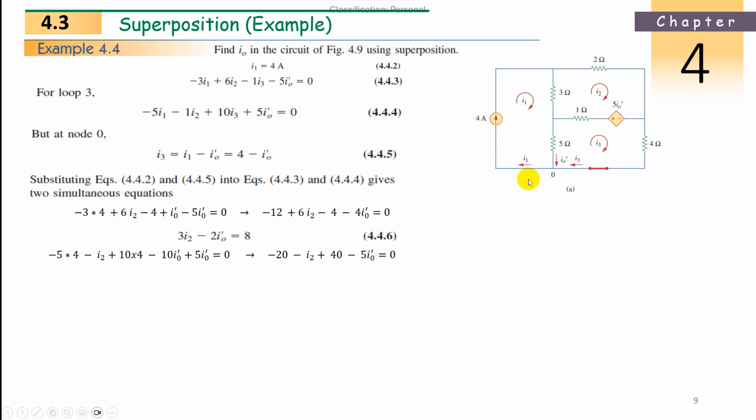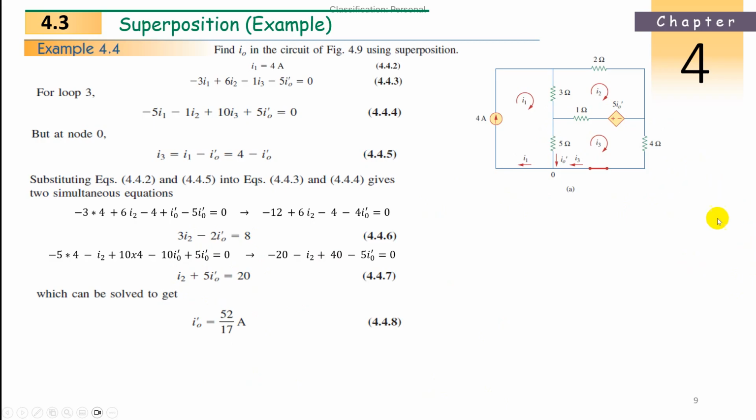Now take this I2 to the other side and I0 dash to the other side. So I2 plus 5 I0 dash equal to 20. So by using this equation and this equation, two unknowns and two equations, we can solve it. We need only I0 dash here. So I0 dash is 52 by 17. Just keep it aside. First circuit is done.